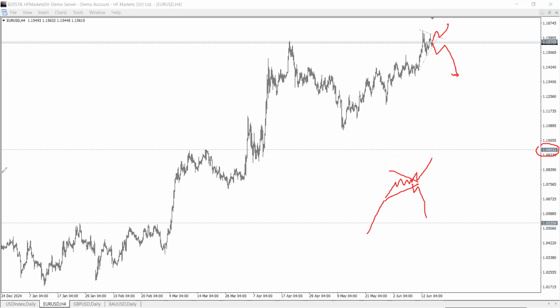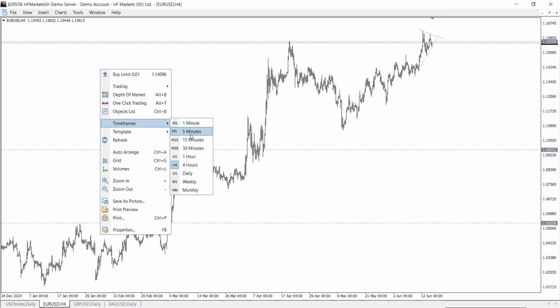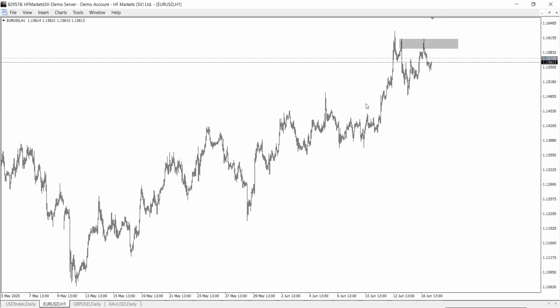Now, based on what we have over here, you can see that we're looking for something in this area. This is our area of interest now, and we're looking for possible sell positions. Now, I will do something again. I will drop down one more time frame to 1 hour. Now, looking at the 1 hour, this is what we had earlier.